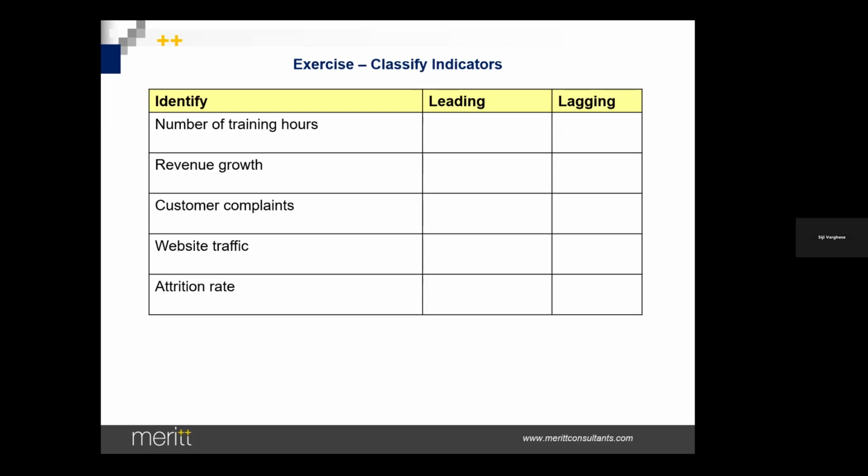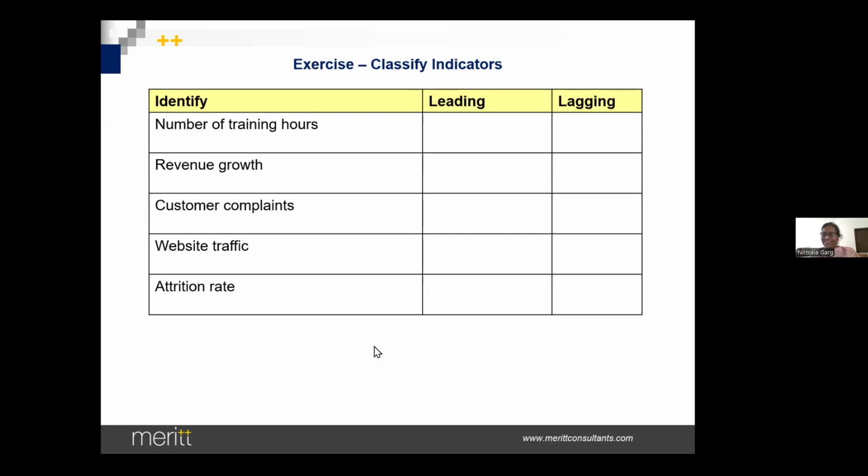Customer complaints: is it customer complaints received or customer complaint resolution given? Resolution is the action, so that is lead. If you resolve customer complaints, it will translate into lag: retention of customers, increase of customers. Website traffic: lag. You need to do something to increase that website traffic.